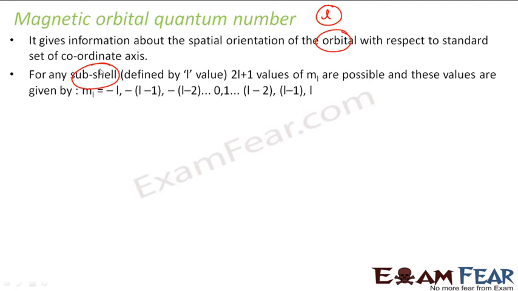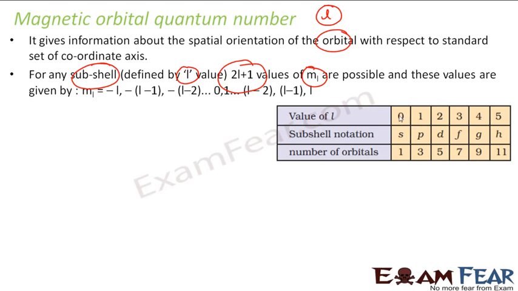For a given subshell or L, I can have 2L plus 1 values of M. That is from minus L, minus 1, and 0 to L. I'll explain that. For example, the value of L is 0 here, that means S, so the number of orbitals is 1. When L is 1, I can have values minus 1, 0 and 1. Number of orbitals is 3. When L is 2, I can have values minus 2, minus 1, 0, plus 1, plus 2. How many? 5. So that's how it is.